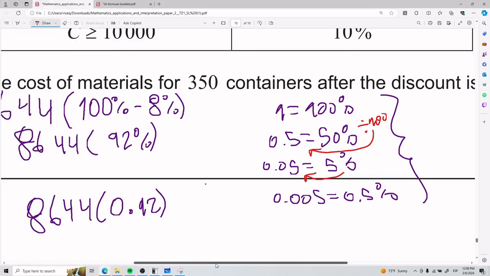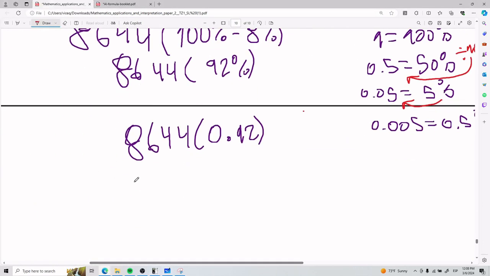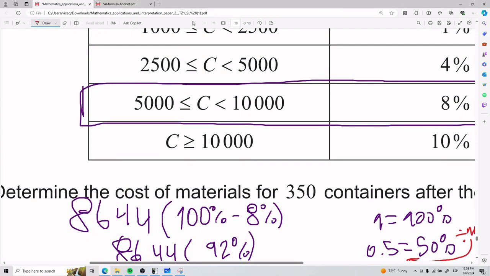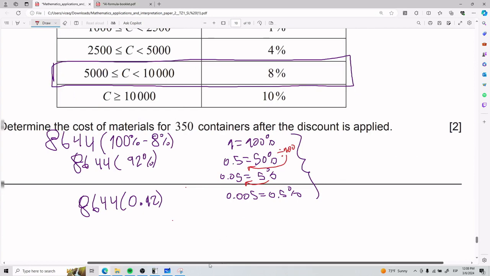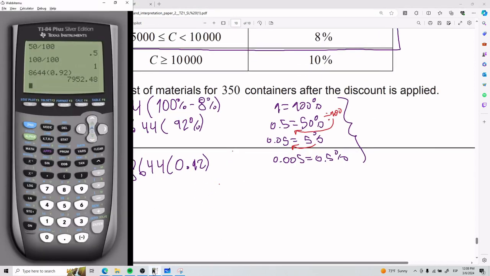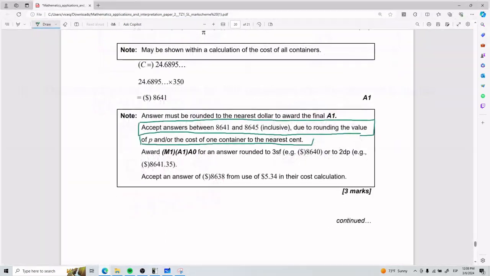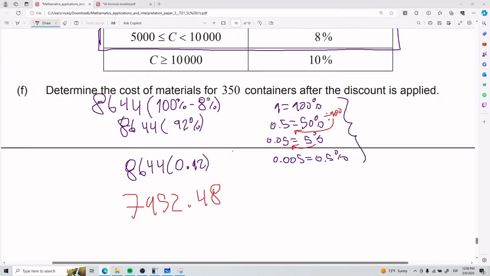Okay. Why do you do it to decimal? Because then you can plug it in to your calculator. So this in my calculator is going to be 8644 times 0.92. There it is. And so the cost of materials is now going to drop to 7952.48. See? All right, sounds about right. And so here you get 2 points, one for method, another one for your answer.